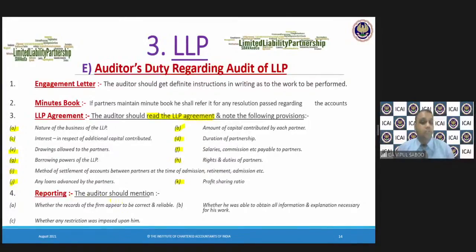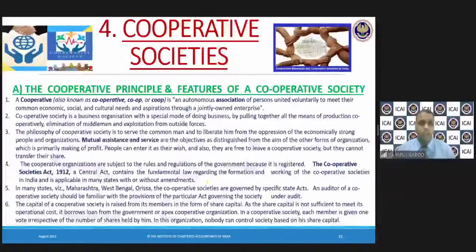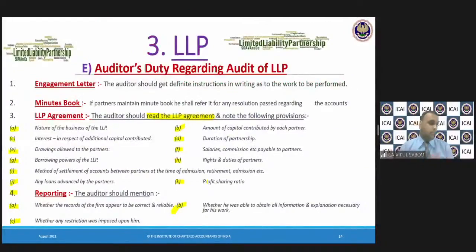The auditor should mention, in his reporting, whether the records of the firm appeared to be correct and reliable, whether he was able to obtain all information and explanation necessary for his work, whether any restriction was imposed upon him. Normal points, we can learn it straightway. Okay, so that is what an LLP is. So any doubts till now regarding LLP? Any doubts till now?